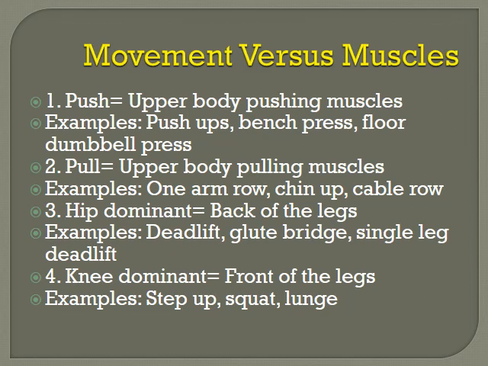So again, getting back to the movements versus muscles, push would be a push-up, a bench press, a floor dumbbell press. Those are our upper body pushing muscles. Pulling would be our upper body pulling muscles. Okay, we could do a chin-up, a one-arm row, cable rows. Our hip dominant exercises are going to be the back of our legs.